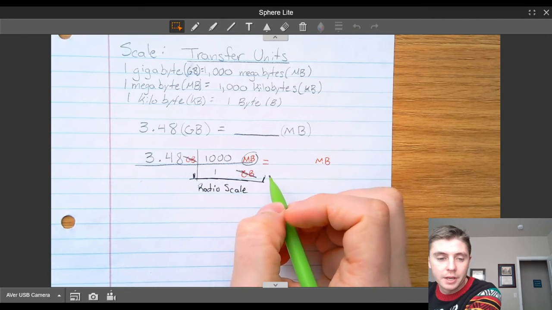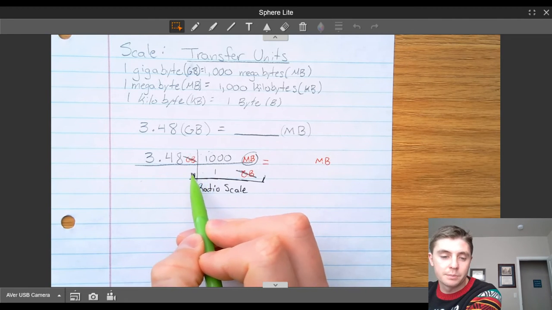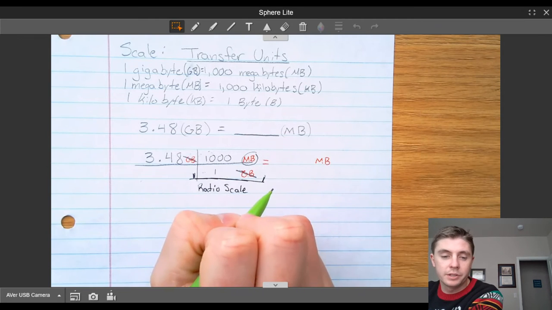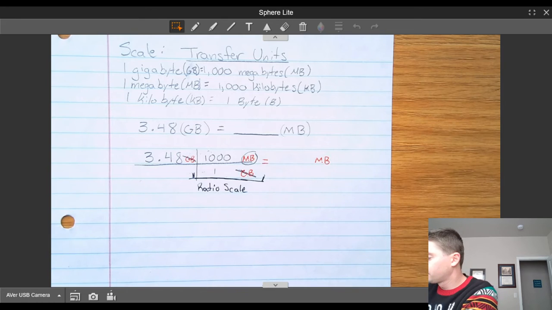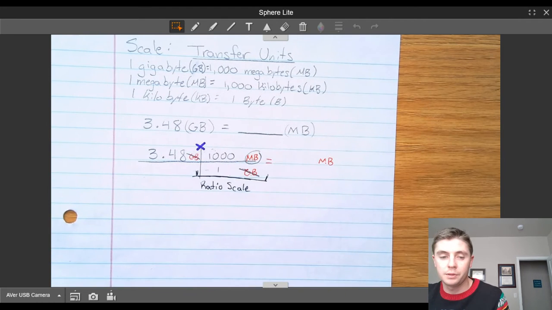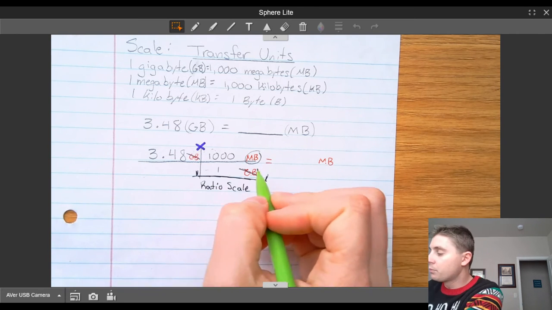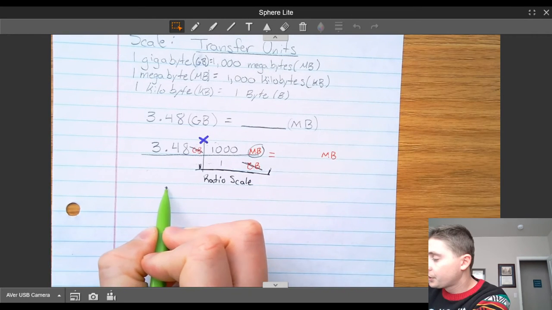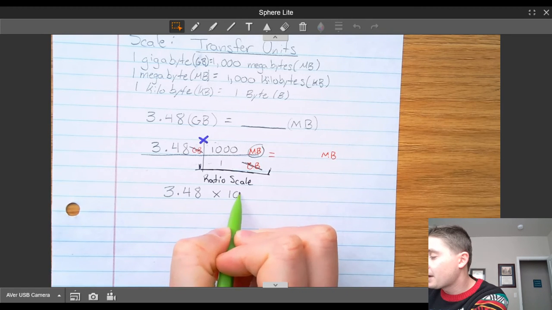To solve this, I'm going to multiply the things on top divided by the things on the bottom. So I will end in megabytes over here. These are going to get multiplied together. Using our knowledge of base 10 multiplication and division, I can actually multiply these without doing any work. Here's how I'll show you. 3 and 48 hundredths times 1,000.